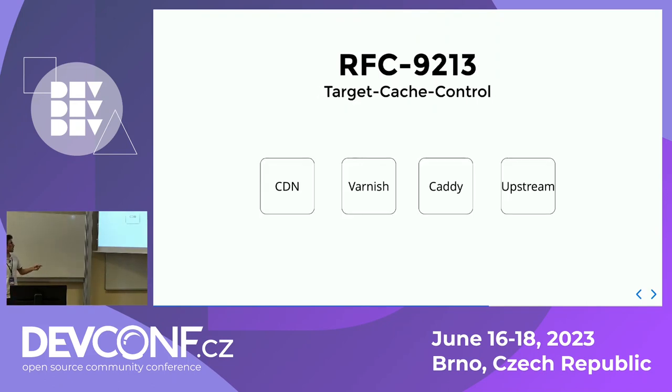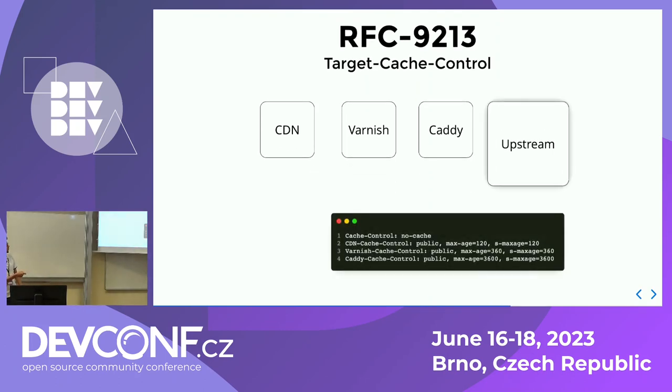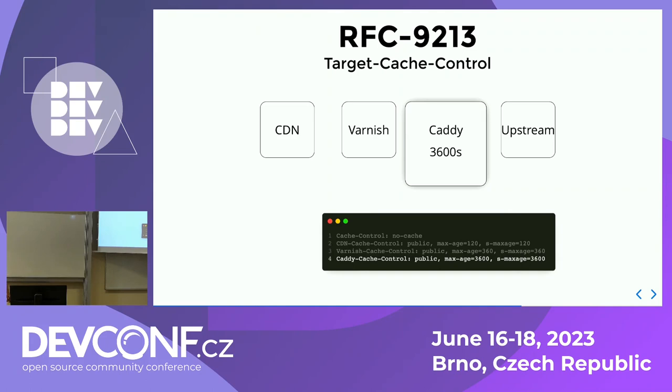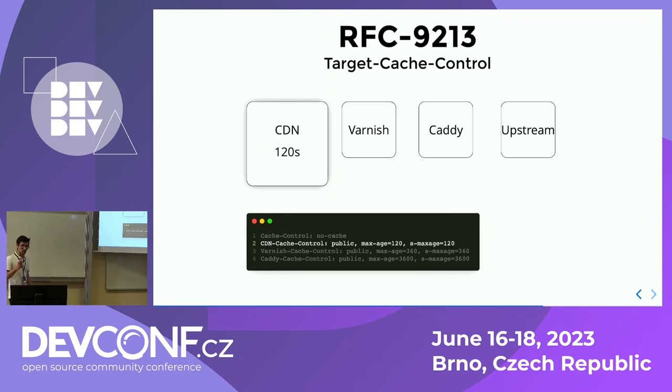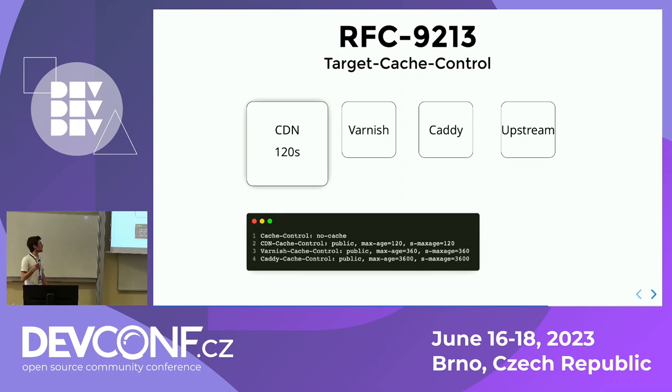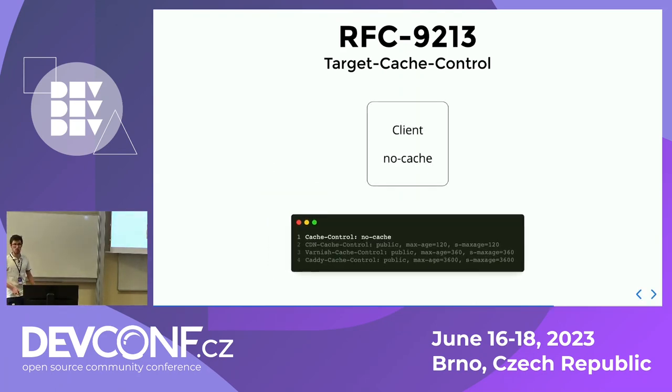The targeted cache control: your upstream will return some new cache control prefixed by a name. So we have the CDN, Varnish, and Caddy, and all your services will interpret and focus on this HTTP header to manage their cache. So Caddy will handle only Caddy cache control, and it will store for 1 hour, Varnish for 5 minutes, and the CDN for 2 minutes. And it will fall back on the cache control if none other match. And the client will store for no-store because it will revalidate each time it is doing its request.